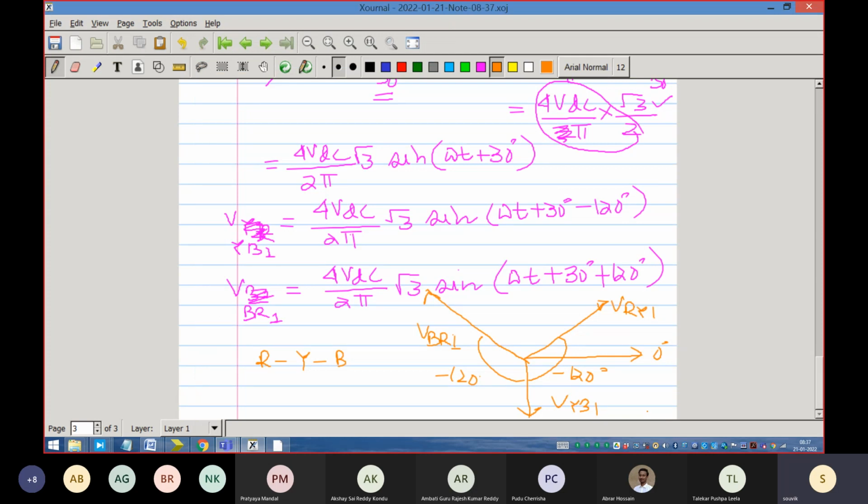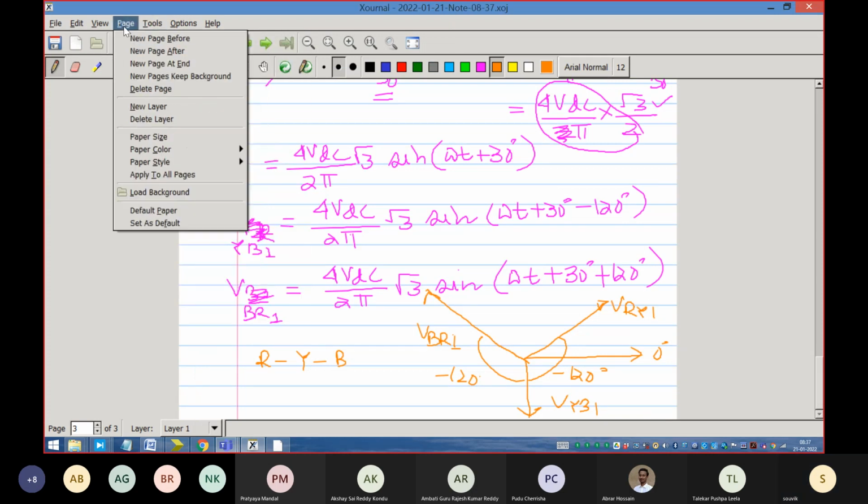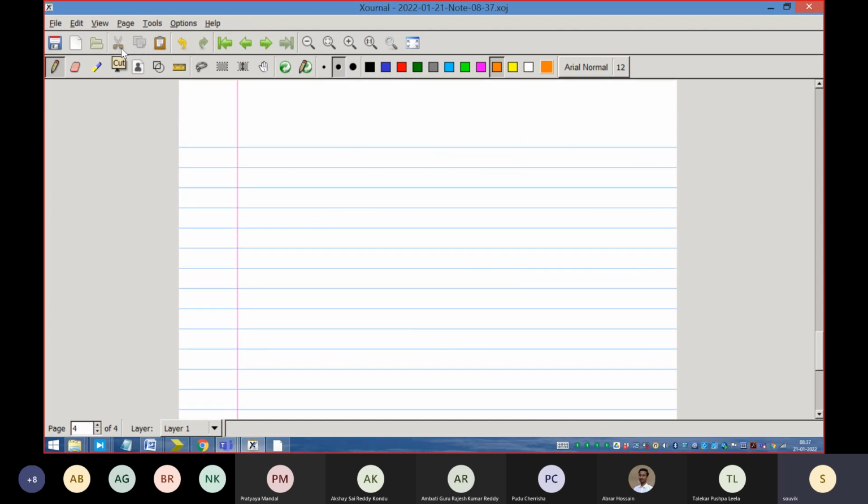Okay, so now let us see the third harmonic of it. The third harmonic was there, but here will there be a third harmonic? Let us see. We write the third harmonic. So in the third harmonic, we directly go to this part.